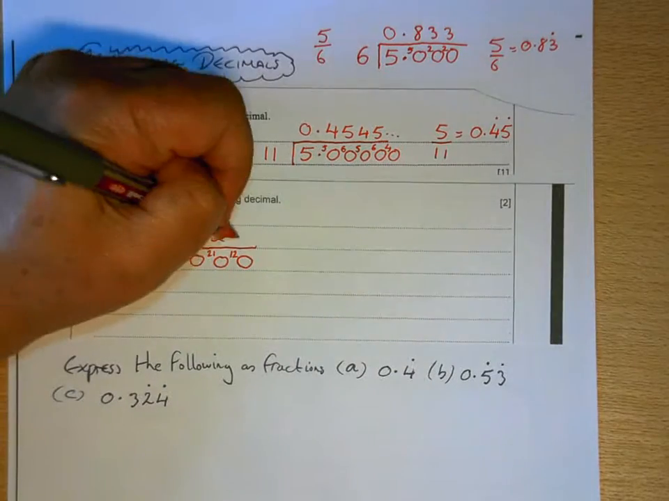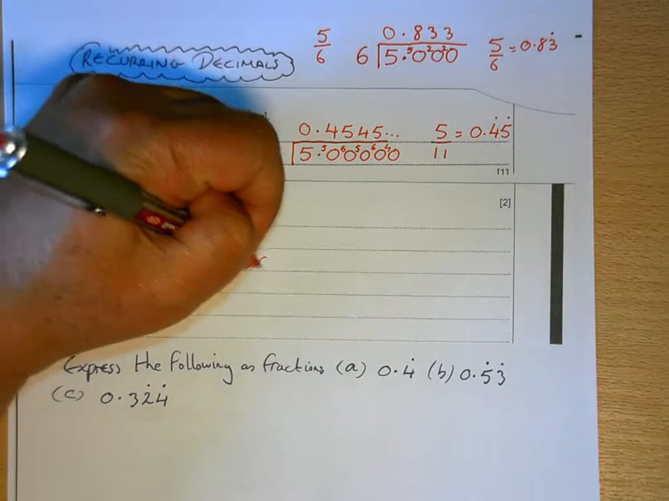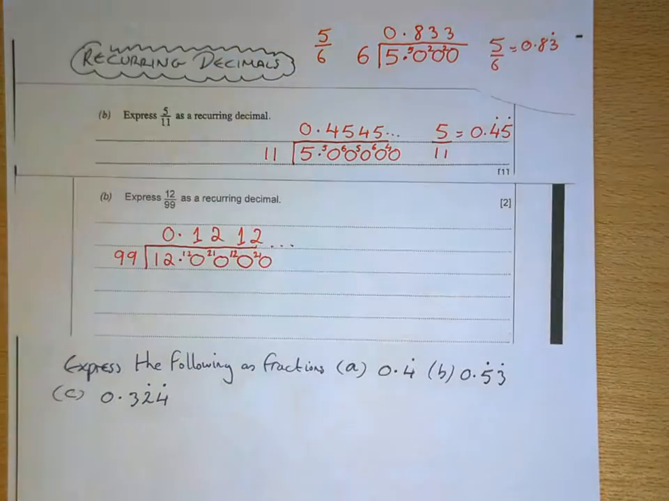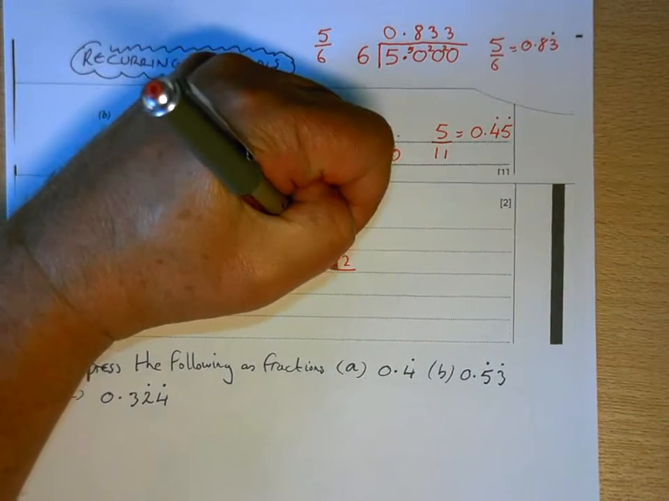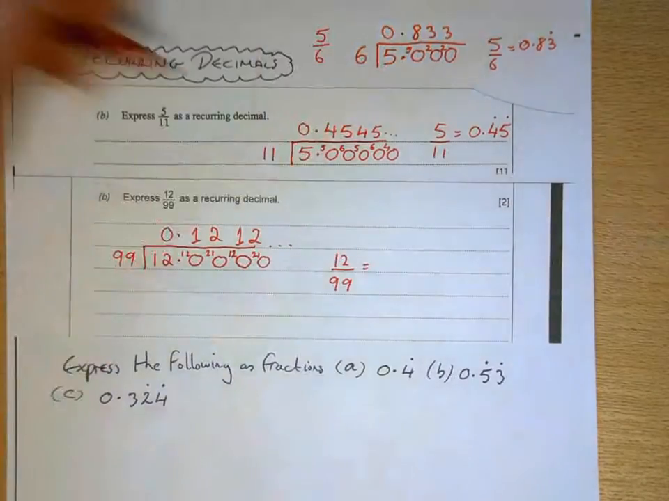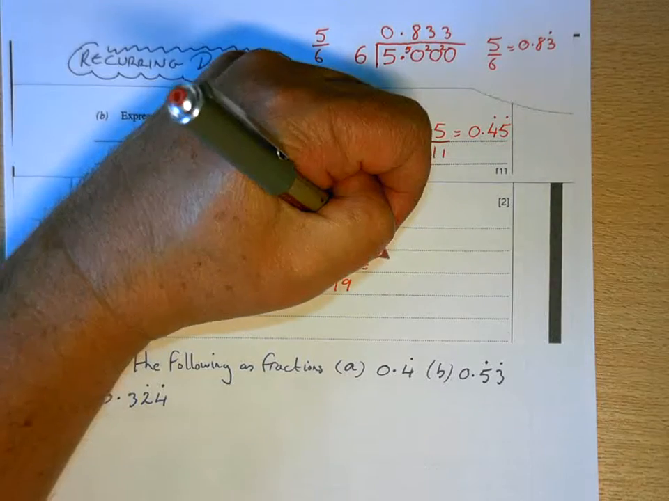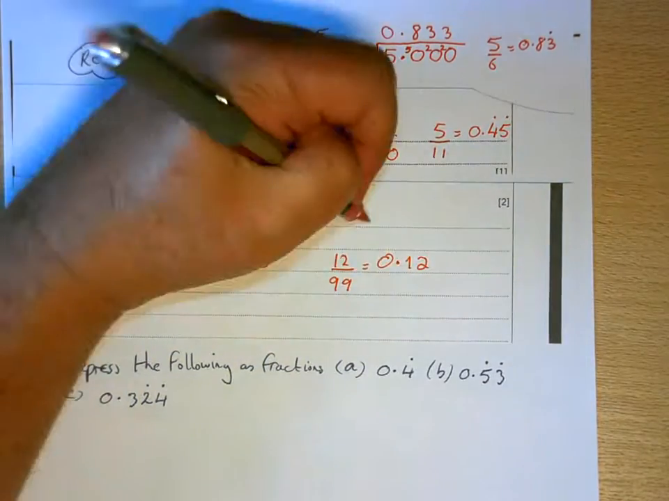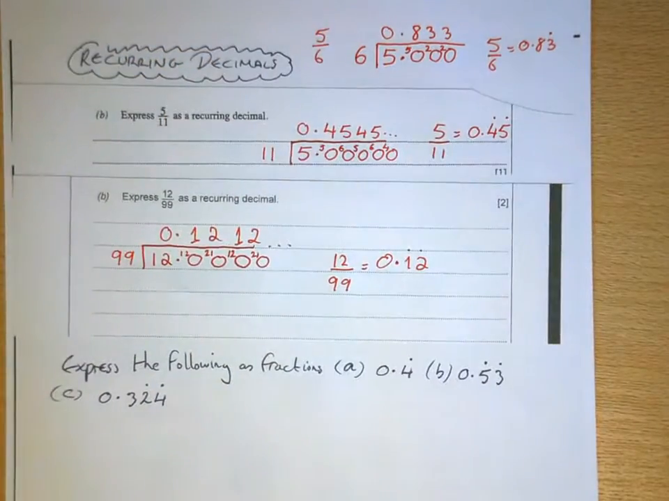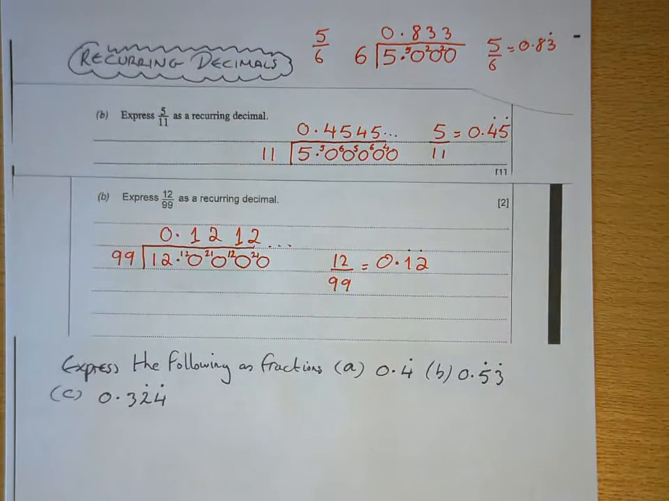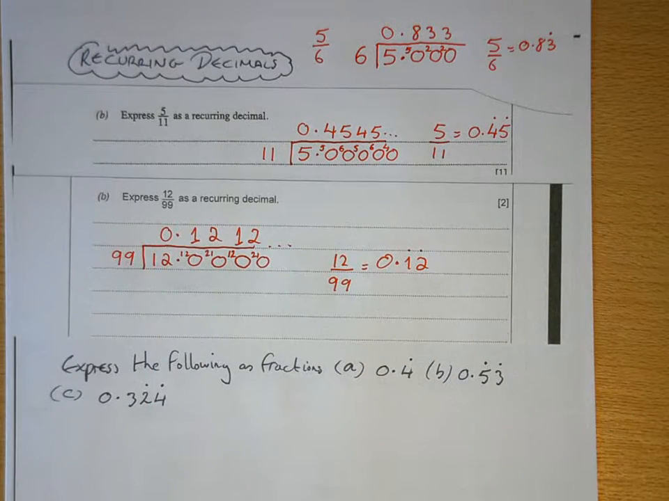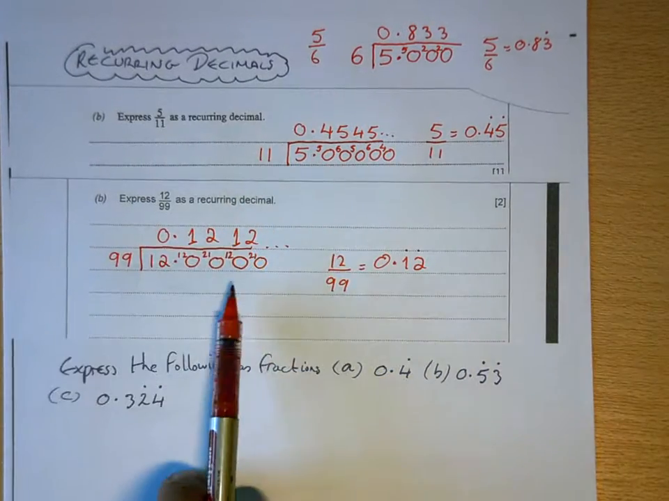So again, here you've got your repeating pattern. How many times does 99 go into 120? Once. What's the remainder? 21, etc. So with this one, 12 over 99 equals 0.12. Both of those digits are repeating, so we put a dot above both. So all you have to do for that is just to practice making up.